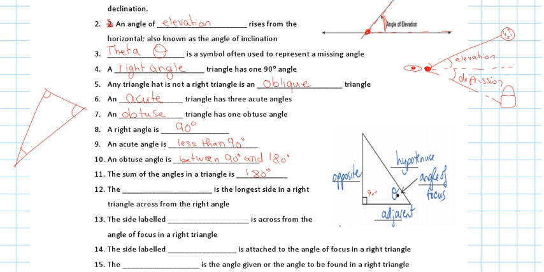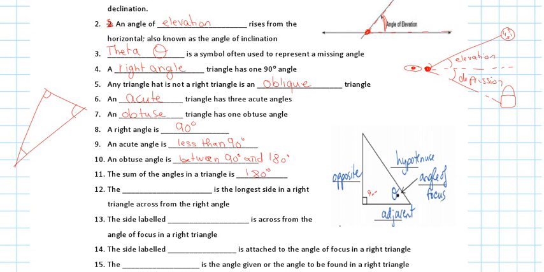Now, the other angle, which is in this case angle theta, right? So this is my angle of focus. In the right angle triangle, I always have a 90-degree angle and an angle of focus. The angle of focus is usually either the angle that you are looking for, or the angle that you know. So we call that the angle of focus.